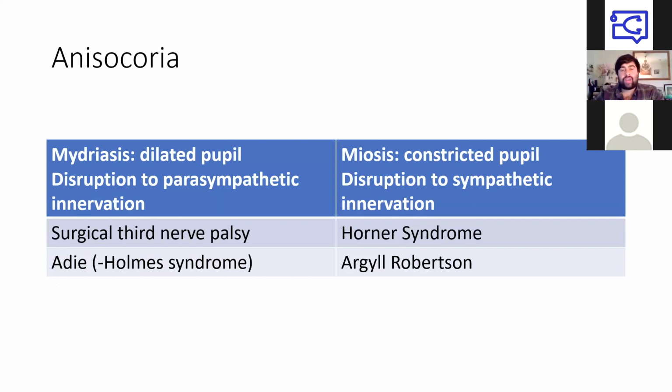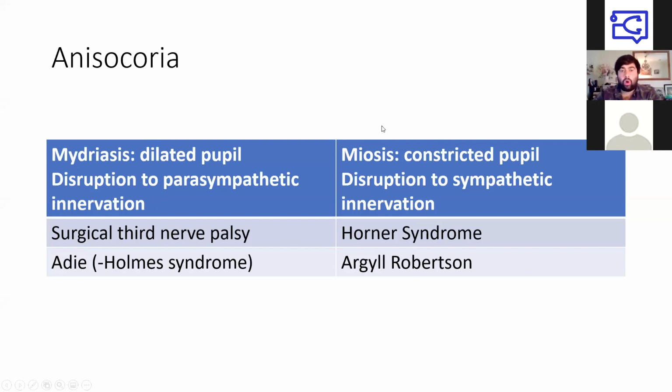Okay, so generally, this is quite a simplistic approach, but I think if you know all these types of pathology, you've gone quite a long way to knowing about the causes of anisocoria, which means that the pupils are not the same size. So the problem can either be that the pupil is mydriatic, like it's big, and that generally is because of a disruption to parasympathetic innervation to the pupil.